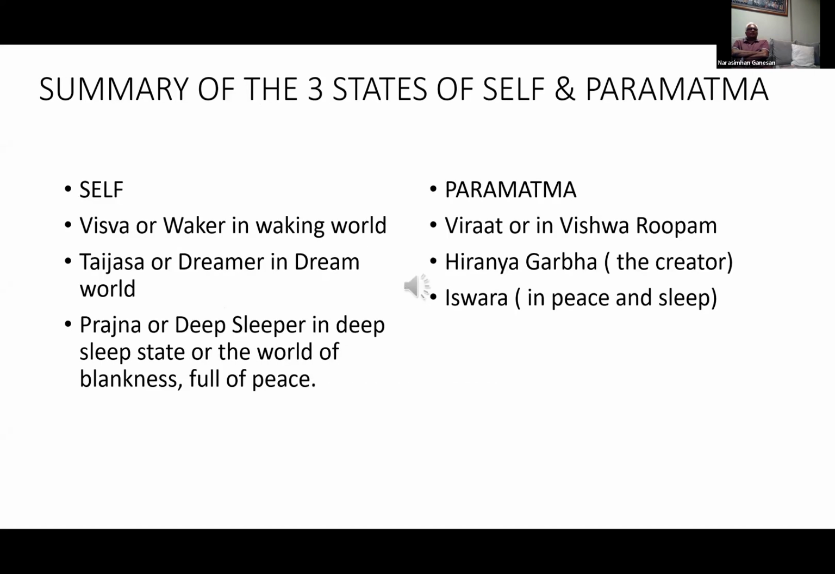So the summary of our three states: Vishwa, or the waking state, the first one, followed by Taijasa, or the dream state in the dream world, and Prajna, or the deep sleep state in the deep sleep world. For the Paramatma, it is the other way around. It starts with Ishvara, which is peace and sleep, and then he gets into the Hiranyagarbha, creator, and Virat or Vishwarupa.